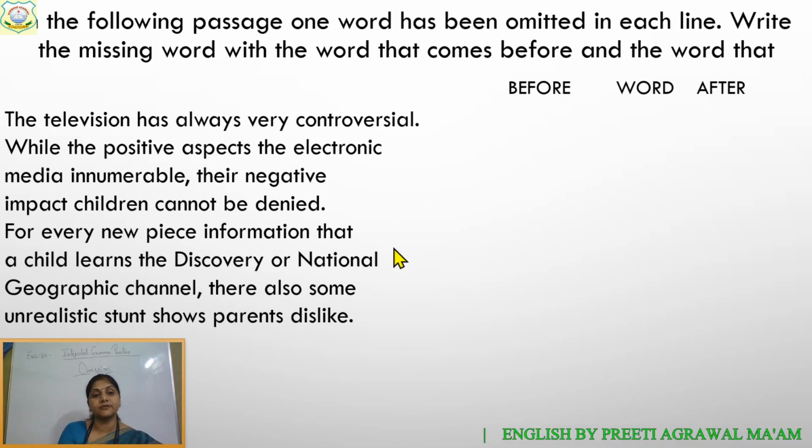Now, the second is our subject verb. In the same way, we will see the subject verb. Television, singular, has, singular. Correct? Then the second one, it is correct. Second one, children cannot. Correct. Then child, singular, learns, singular verb. Correct. Then some unrealistic stunt shows. Correct. So there is no subject verb mistake as we have done it.